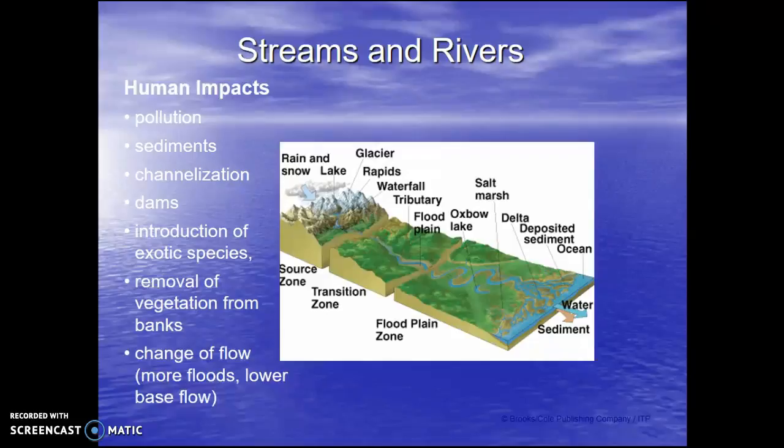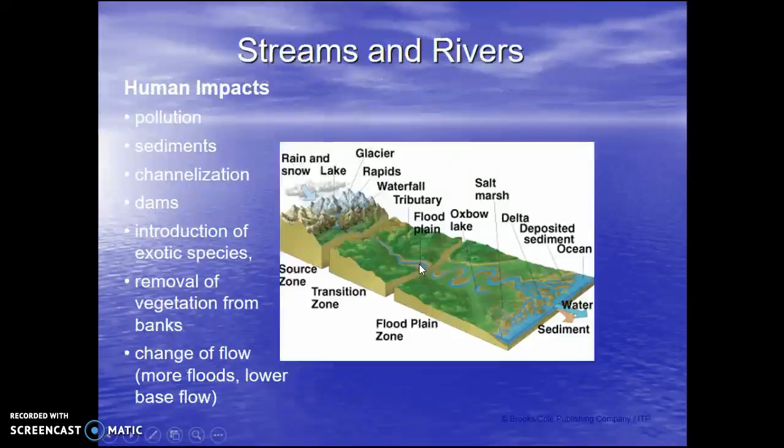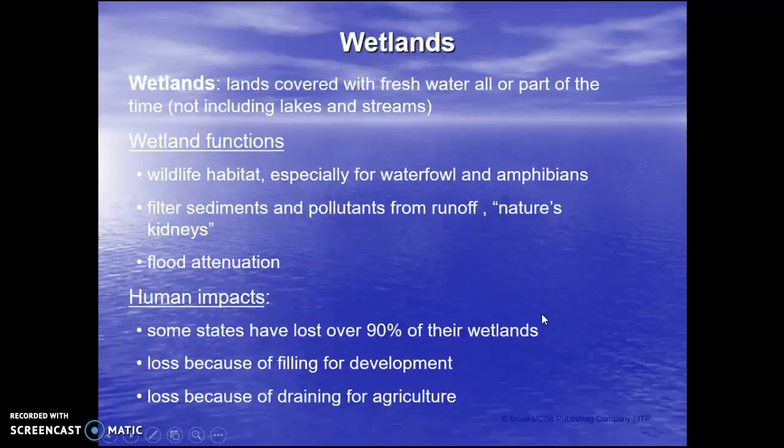So here we have it, streams and rivers, right? We've got the source zone with lots of rapids, transition zone, where we now have a little bit of meandering starting, and then finally we have the floodplain zone with lots of meanders and oxbow lakes and features such as that, right? Wetlands are areas that are covered with freshwater part or all of the year.